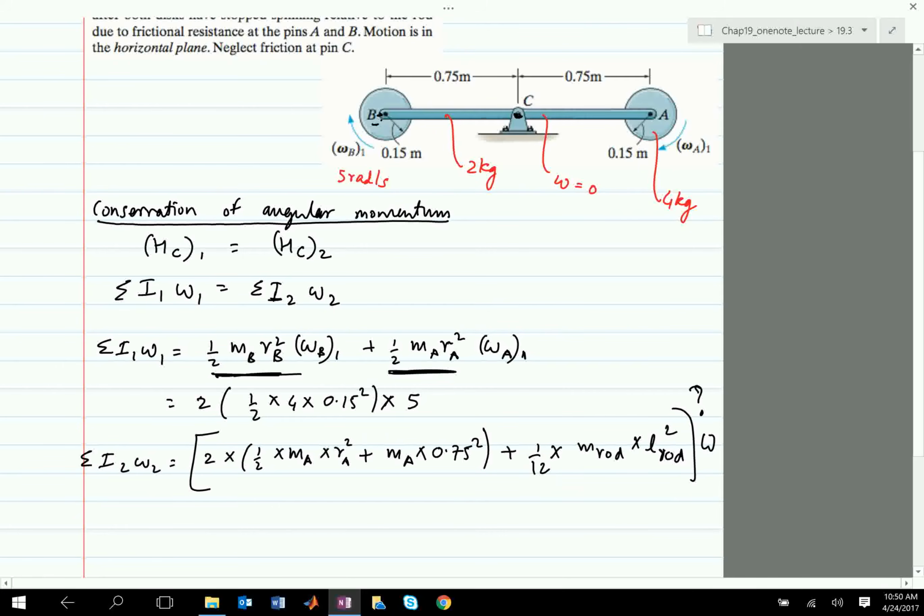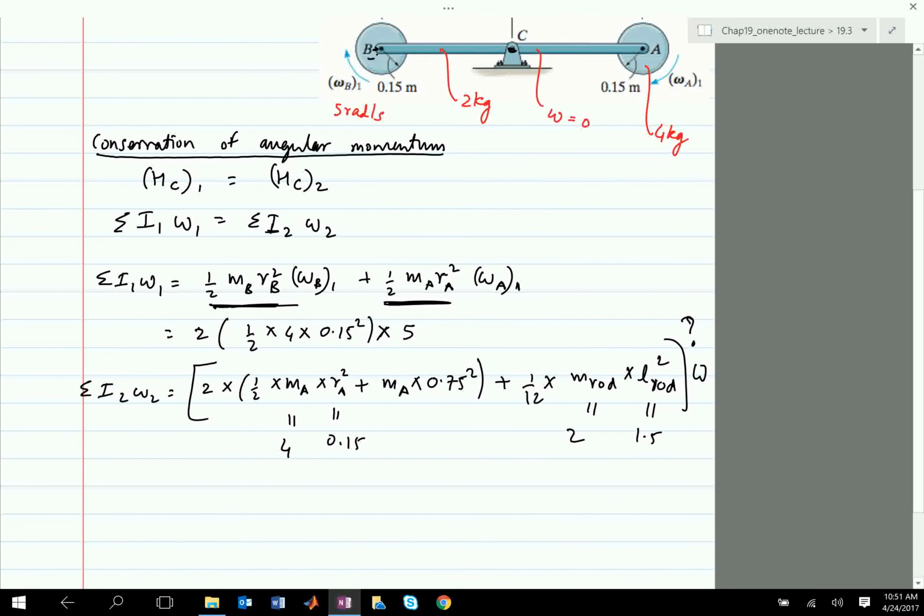We don't know what the angular speed is. So this is 4, R_A is 0.15, M rod is 2 kilograms, and the length of rod is 1.5 because it's the complete length, 0.75 times 2. So if you are applying I1 omega 1 equals I2 omega 2, we get omega is 0.0906 radians per second. Okay, so that's the answer.